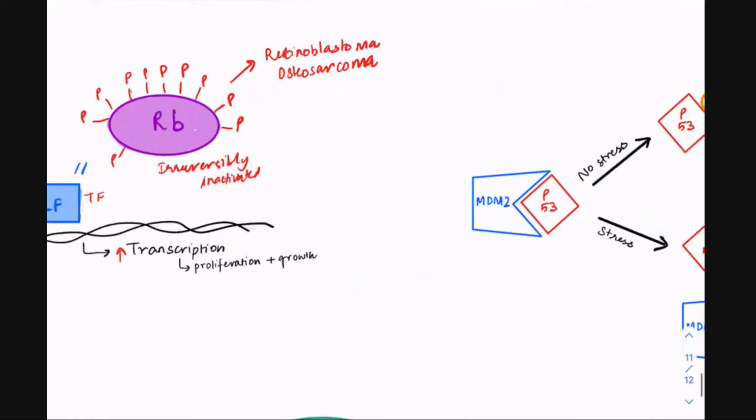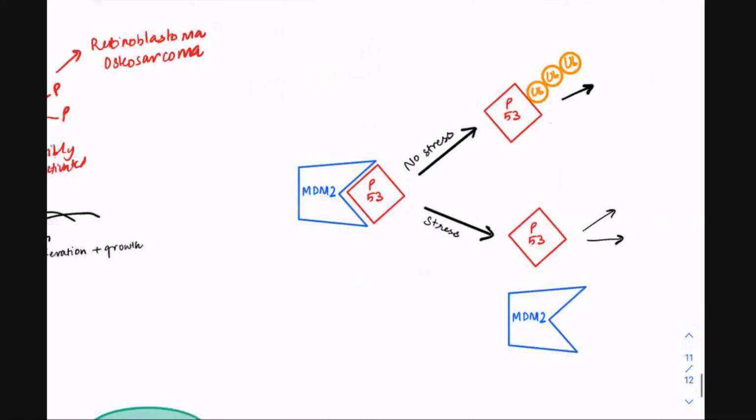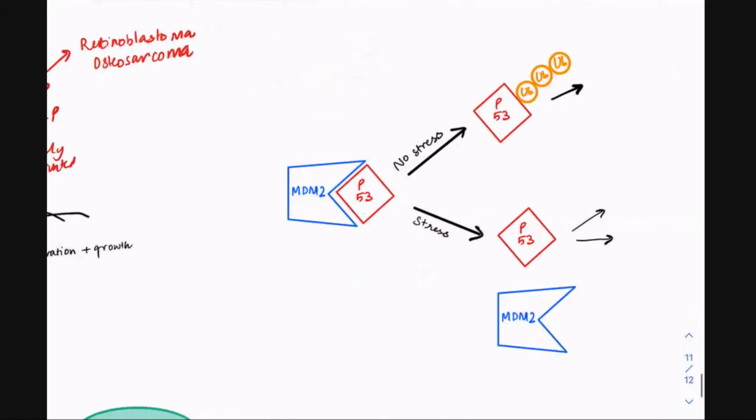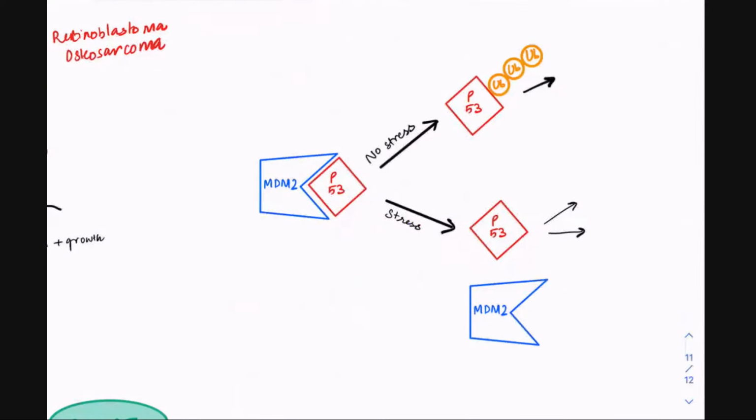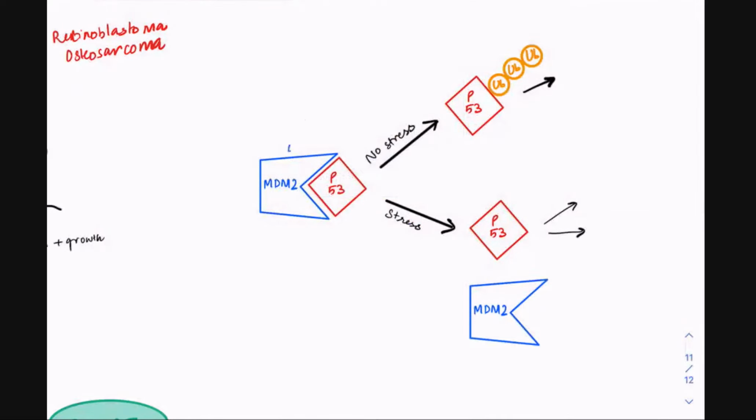Next, let's look at P53, or the guardian of the genome. P53, if there's no stress in the cell, we don't need it, right? P53 is inactivated, and there's this thing called MDM2 that ubiquitinates P53, and it can send it for degradation.